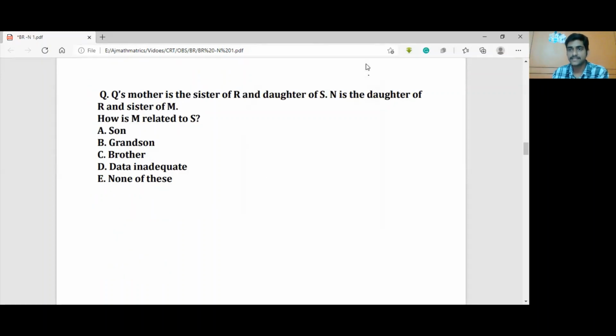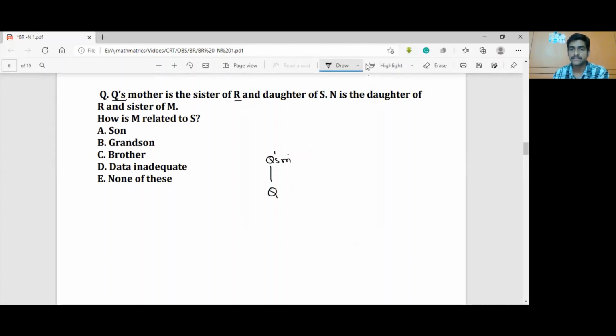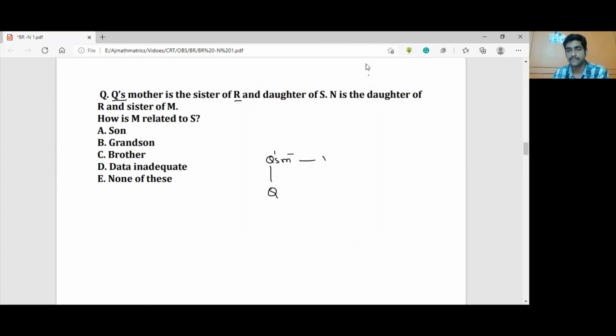Now, let's solve this question. Q's mother is the sister of R. So I'm taking Q is here and I don't know the gender of Q. Q's mother, the gender of Q's mother is female. So Q's mother is the sister of R. So this statement doesn't specify the gender of Q and doesn't specify the gender of R as well.